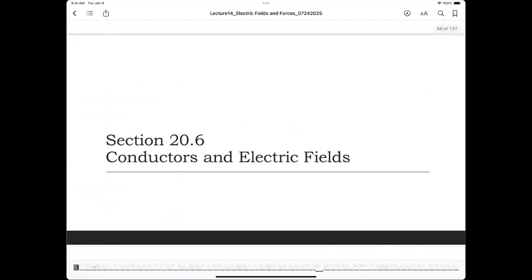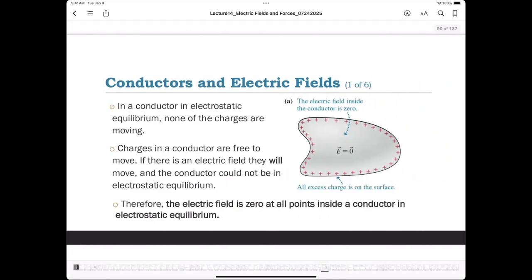Okay, let's talk about the other topic called conductors and electric fields. In a conductor in electrostatic equilibrium, none of the charges are moving. You can see the electric field inside the conductor is zero. And the charges in a conductor are free to move.